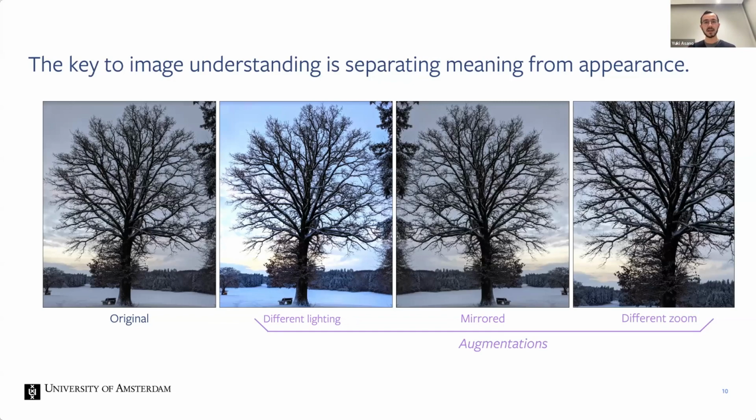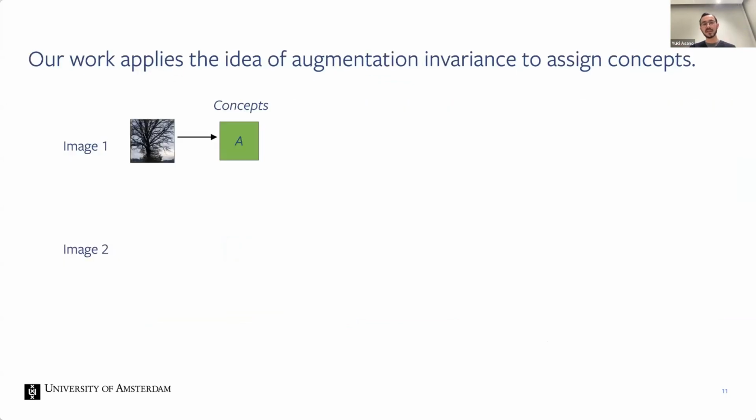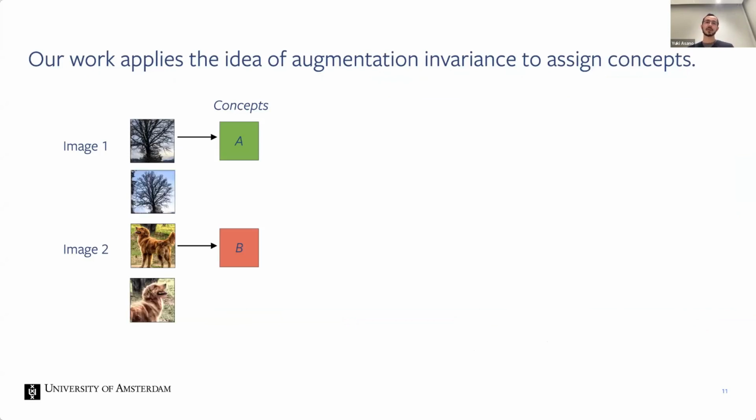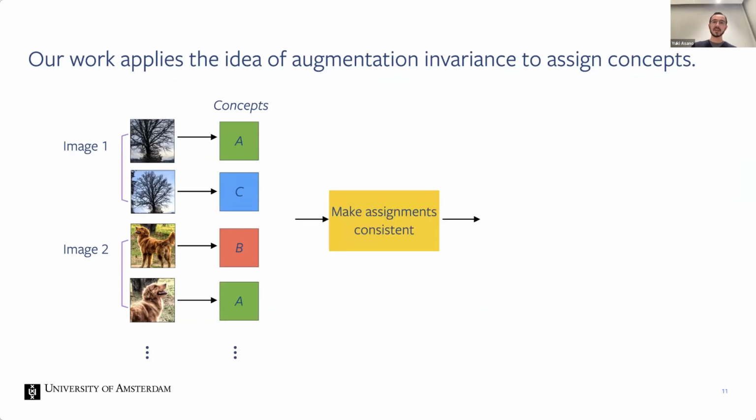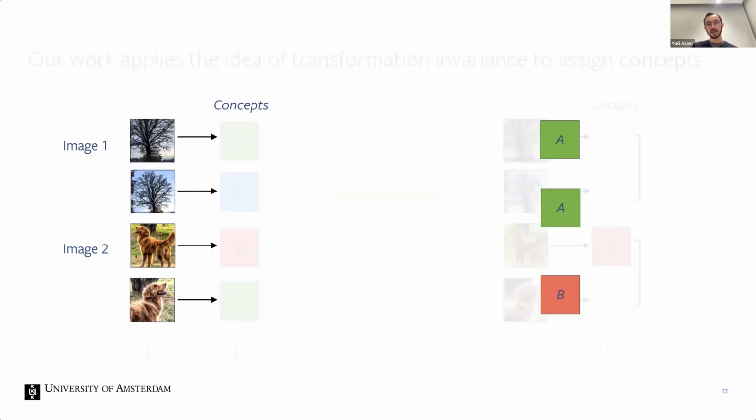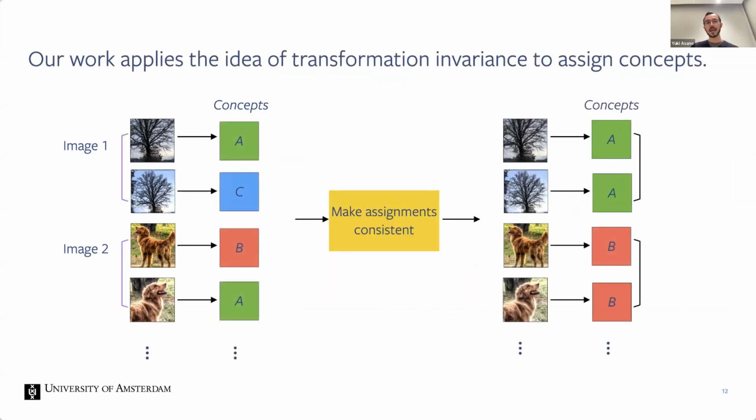So how does it work on a high-level idea? We first start by assigning each image a random label, for example, like this. And then we check if the augmented version of these images also contain the same label. And in this case, the model gets it wrong. And so what we are going to do is we're going to make the assignments consistent in such a manner that you can now say that image 1 belongs to label A, and image 2 belongs to label 2.